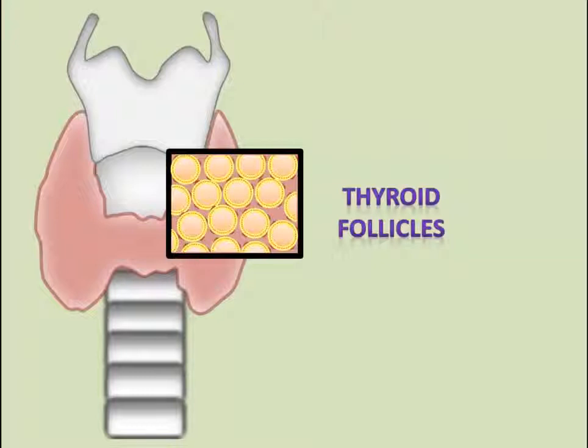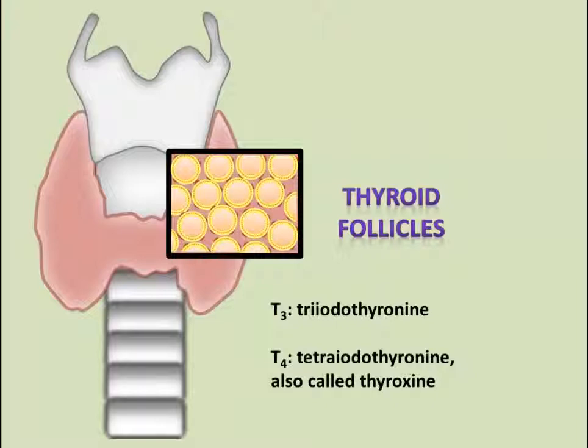The thyroid gland produces two hormones, triiodothyronine, referred to as T3, and tetraiodothyronine, also called T4 or thyroxine. The thyroid gland produces mostly T4, around 90%, but T3 is about 4 times more potent than T4.